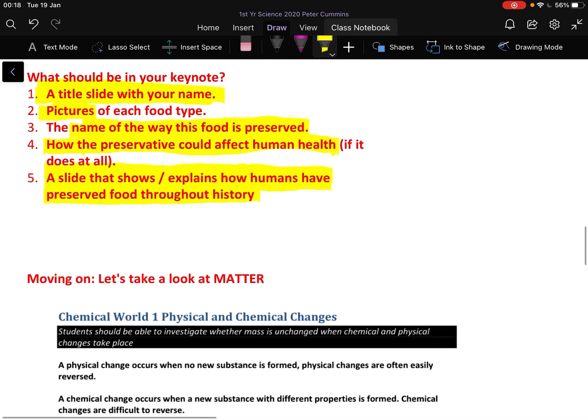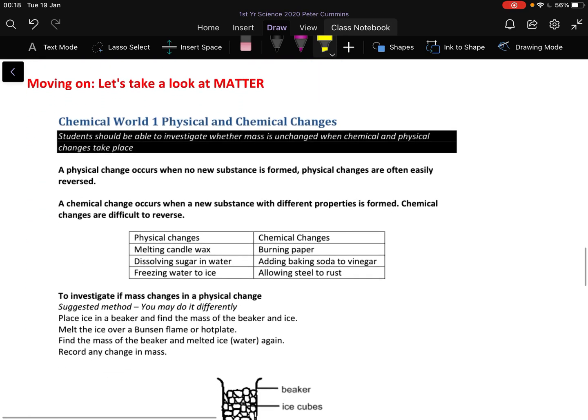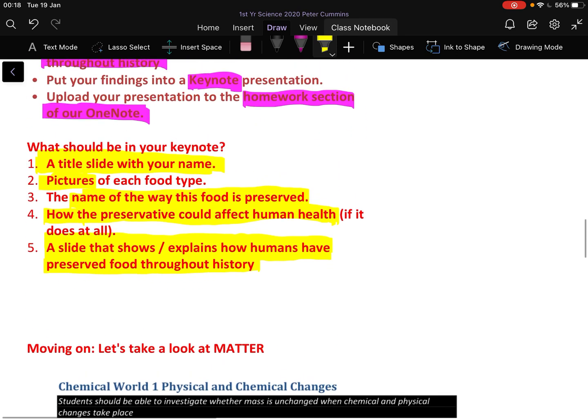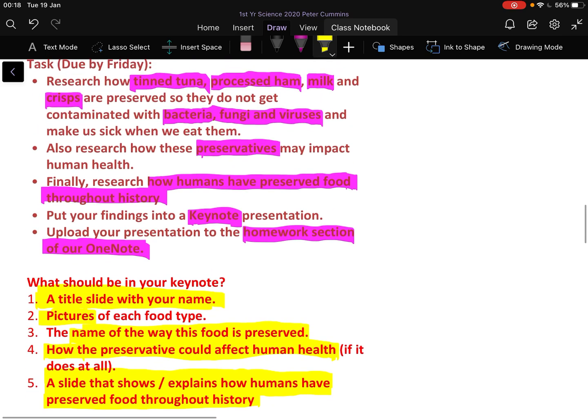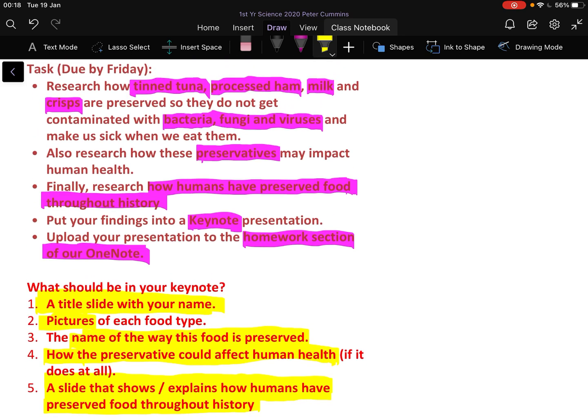The next day we're moving on to matter. So we're moving on for our first time to have a look at chemistry. But before that, I want to see this task. Here's your success criteria down here. Here's your task up here. And also, I want to see this in your homework section. And then when that's done, we will move on to a bit of chemistry the next day.